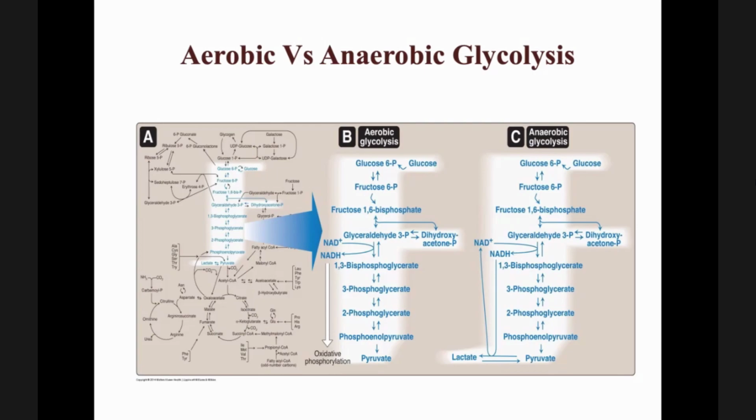So, another view. I tried to put in more figures to explain how this process is going. Here, I want you to focus on the end product. In aerobic glycolysis, the end product is pyruvate. However, in anaerobic glycolysis, this pyruvate is changed to lactate, and the lactate as well can go back to pyruvate.